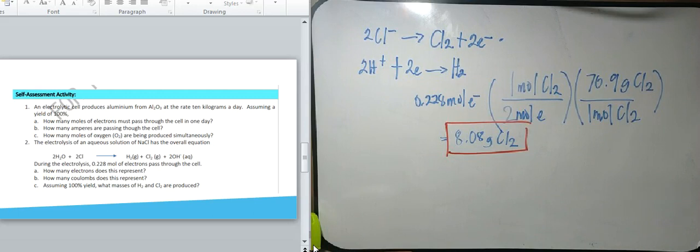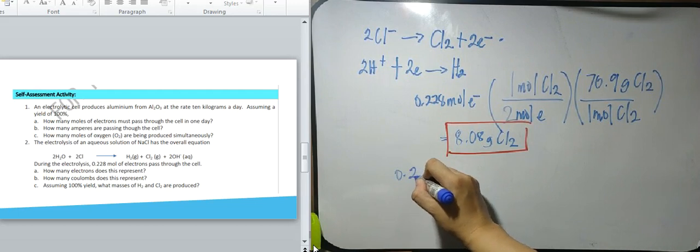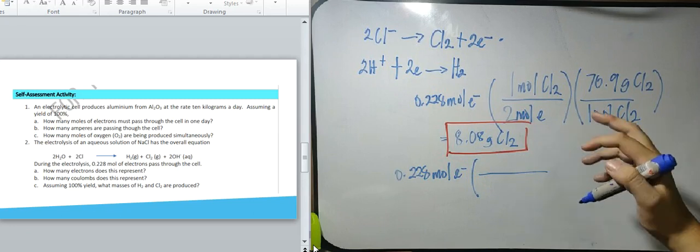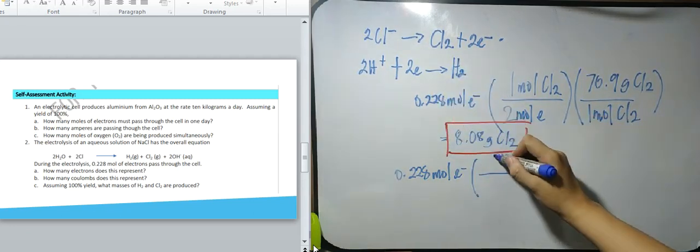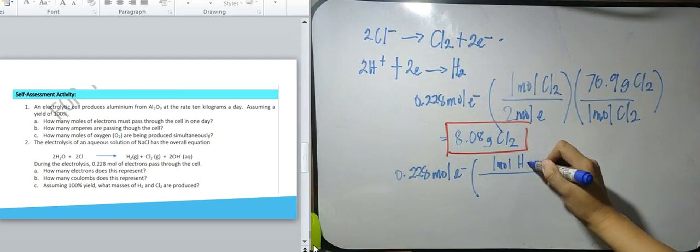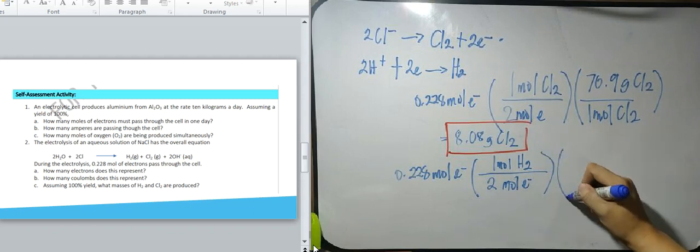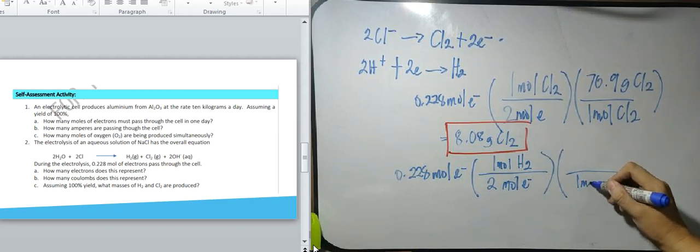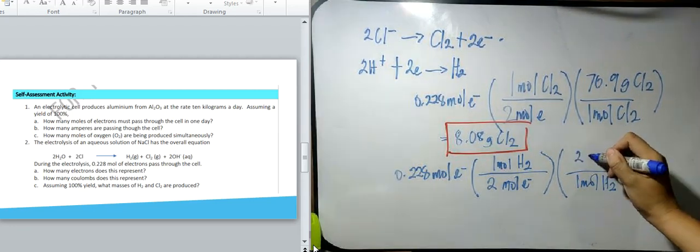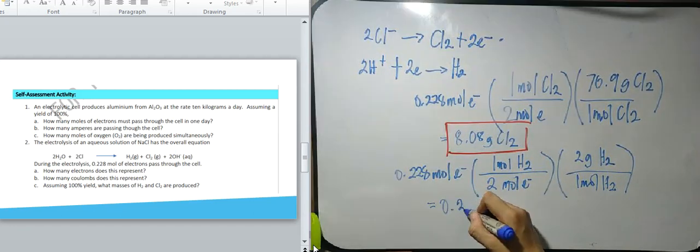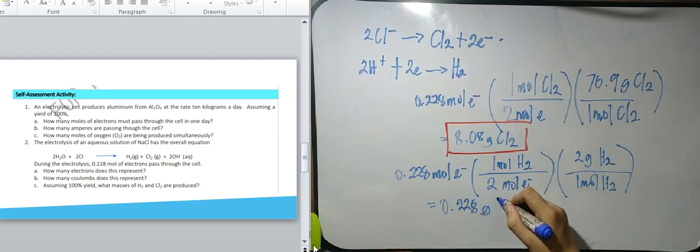Okay. So let's try to solve for the amount of H2. So same, 0.228 mole electron. In 1 mole of H2, we have 2 moles electron, times in 1 mole H2, we have 2 grams H2. So we have 0.228 grams hydrogen gas.